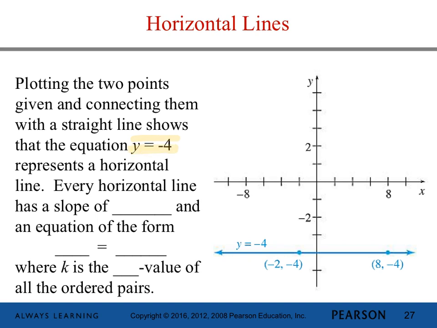that the equation y equals -4 is exactly what you have, because here's your y-intercept at the point 0, -4, and the line with 0 slope that goes through that point, as well as those other 2 points, is that line. Every horizontal line has a slope of 0 and an equation of the form y equals k, where k is the y value of all of the ordered pairs.